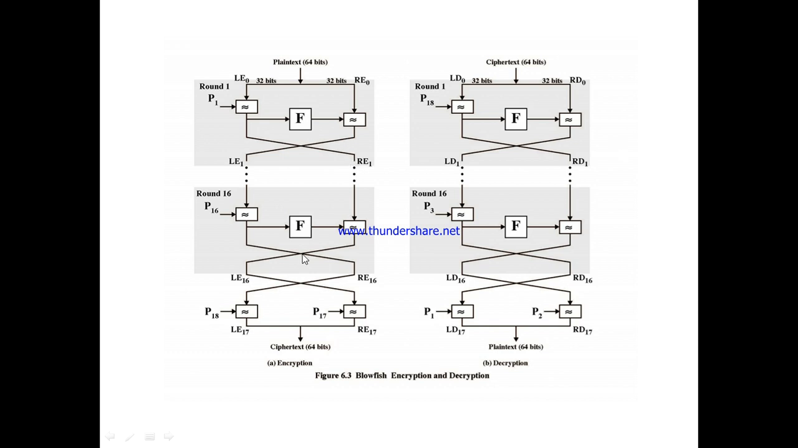When you observe, encryption and decryption are both identical. Clear? Whatever operation you perform at encryption, the same kind of operation you perform at the decryption side also. For encryption, plain text is the input and ciphertext is the output. And for decryption, ciphertext is the input and plain text is the output. Here we are taking a plain text of 64 bits, and that 64 bits is divided into 2 halves.